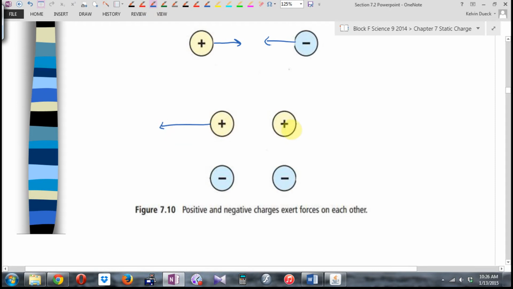What about this positive, the right-hand positive? Which way will it feel a force? Okay, these would repel. What about if I had those 2 negative charges sitting right there? How will they feel a force? I think the same way. They'll repel each other.